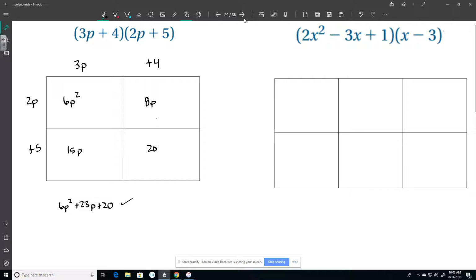If you have more than two terms in one of your parentheses, you just make your table bigger.